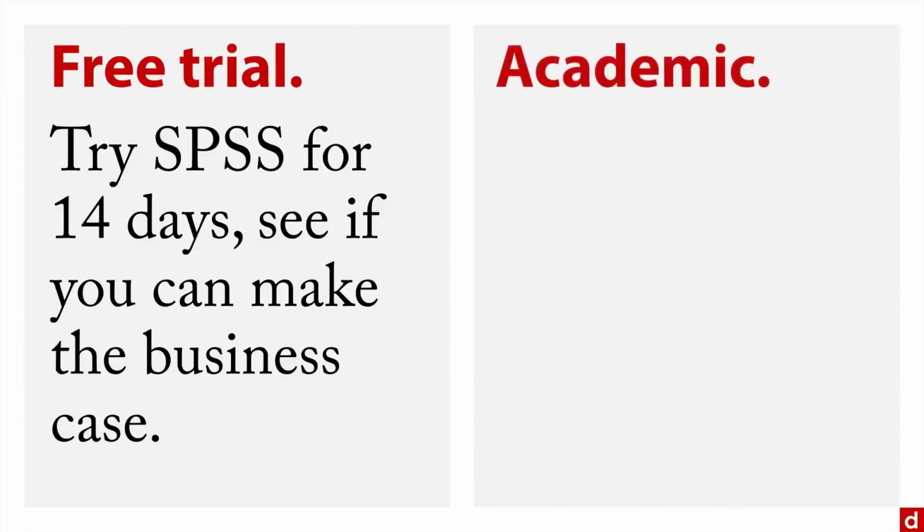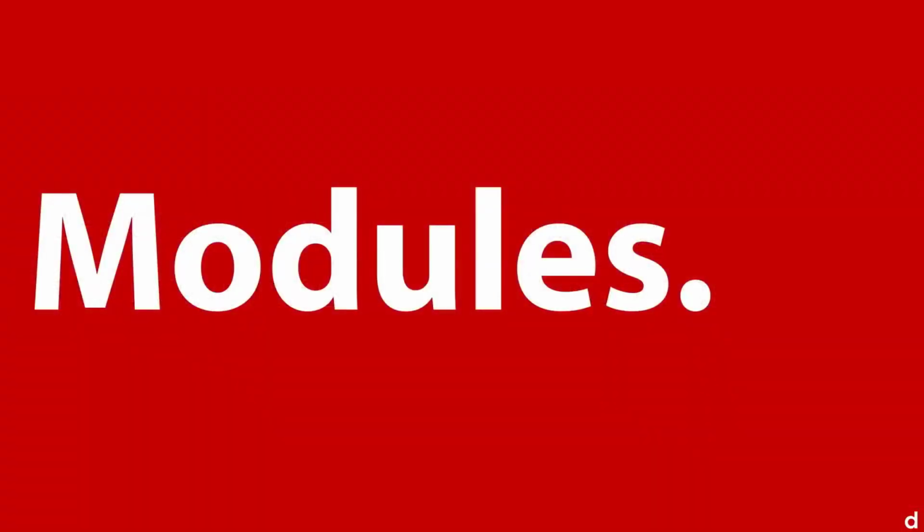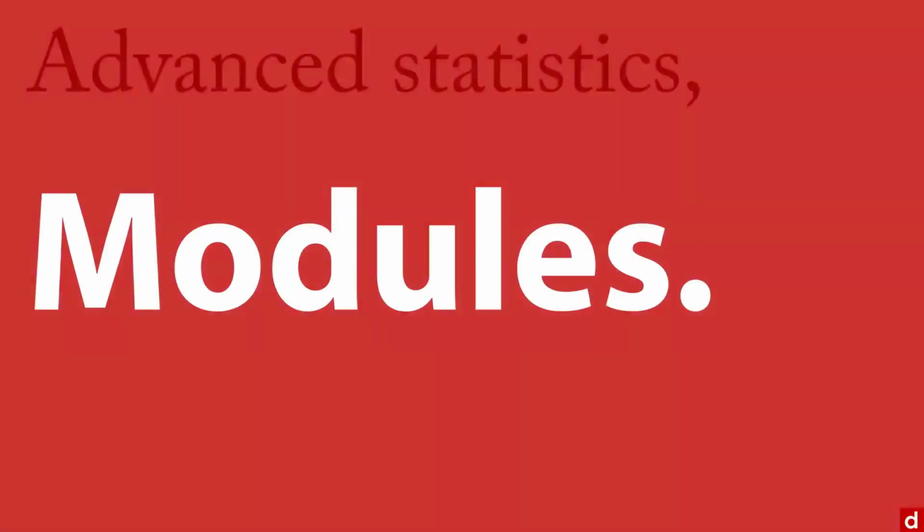There is also academic pricing. Student pricing for SPSS starts at $35 for 6 months. It's not the super duper version, but it is absolutely sufficient for doing the majority of academic research. Now, we also need to talk about modules. And these are the components that add extra functionality to SPSS, and they're the things that differentiate the different editions primarily.